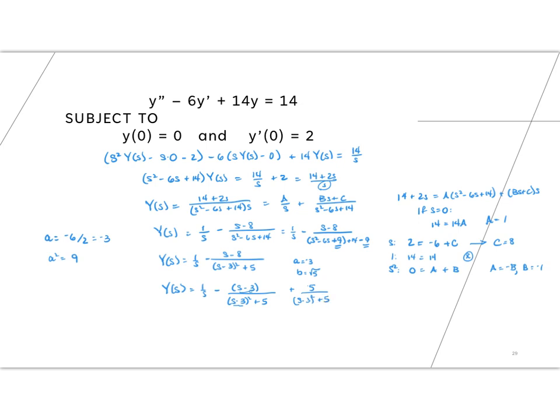Now, if I go and match these to the sheet, I find that y(t) is 1 minus e^(3t) cosine of square root of 5 t plus square root of 5 e^(3t) sine of square root of 5 t.